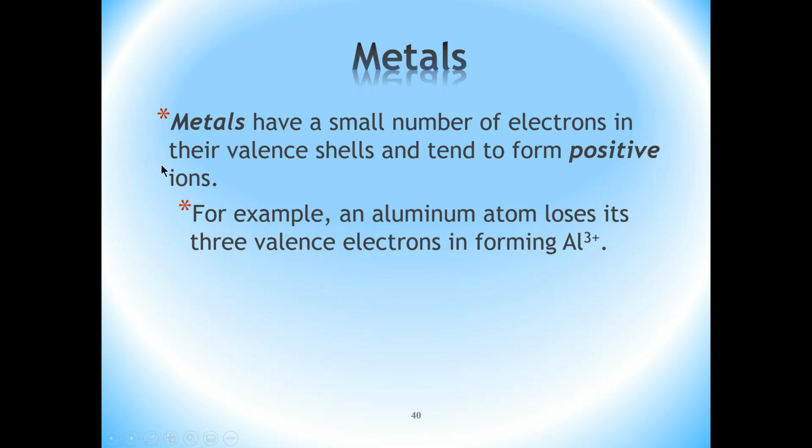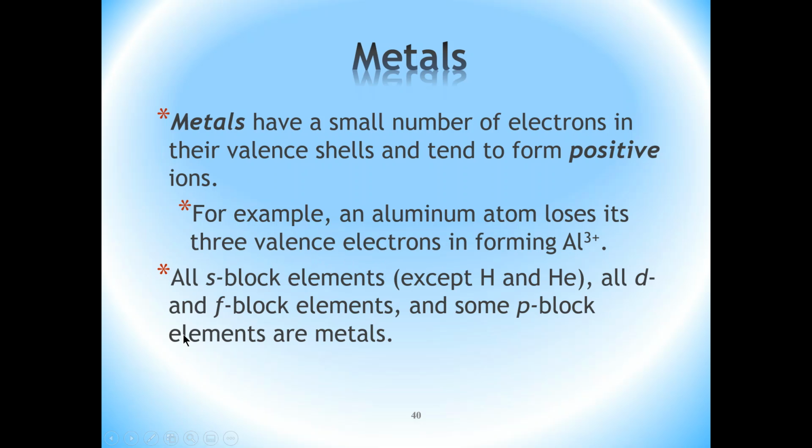So metals tend to have a small number of electrons, usually no more than 3 electrons on their valence shell, right? And as such, they tend to lose these electrons to form positive ions. So for example, aluminum will lose all 3 of its valence electrons to form the aluminum ion.